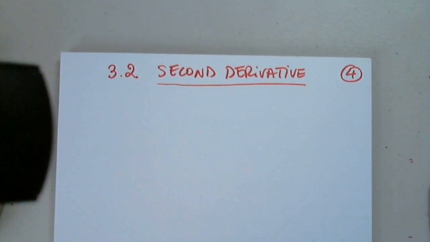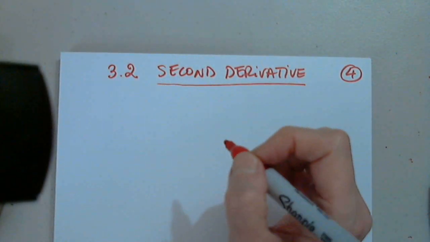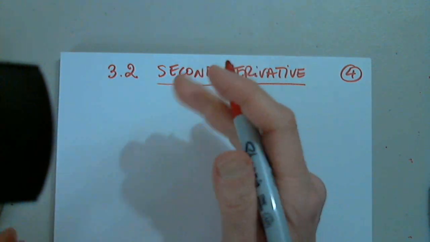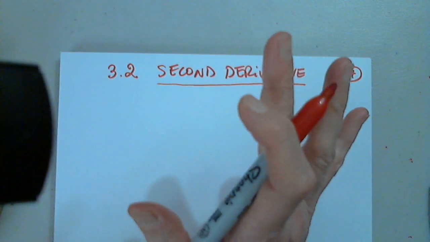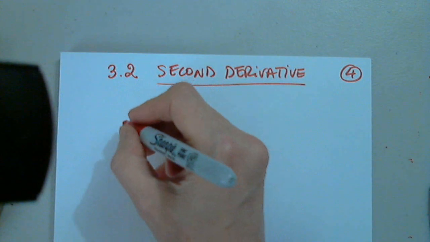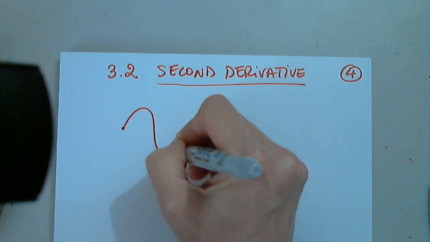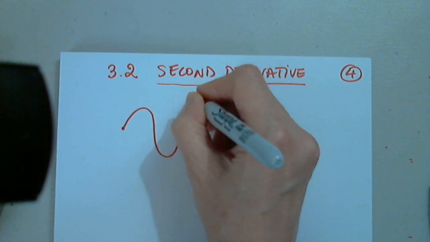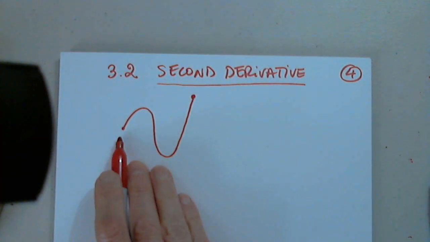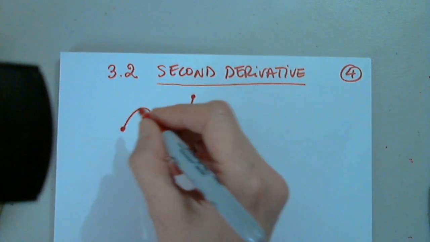Okay, before I even start the second derivative, this comes in a little bit later, but since we talked about it, I just want to mention something here. So let's see, we have this function. It starts here, it ends here. It does not go on forever.